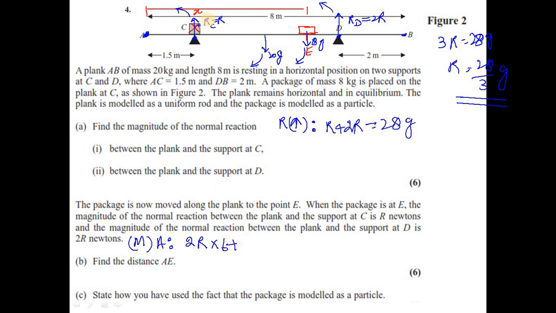plus moment due to force at C, which is R, times the pivotal distance, which is 1.5. So from C to A is 1.5, equal to clockwise moment. So due to 8G, this is it, and this distance we have assumed is x, plus 20G, and 20G is at the center of the rod, so this distance is 4.